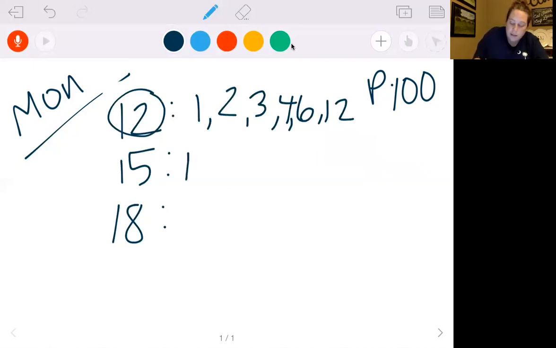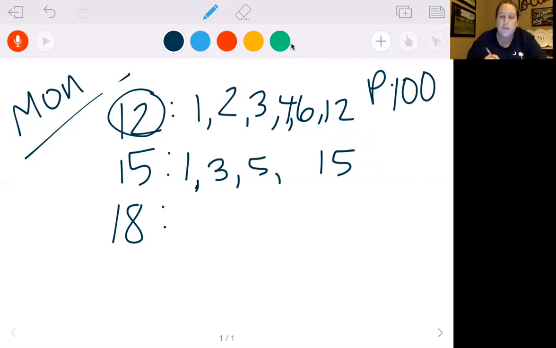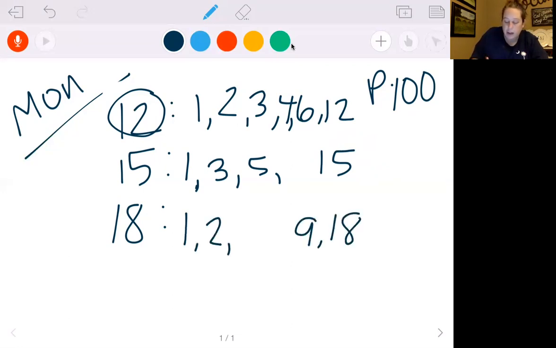15 is 1 times 15. I can't do 2 times anything. I can do 3 times 5. Can't do 6, 7, 8, 9, 10, 11, 12, 13, or 14. So my factors for 15 are 1, 3, 5, and 15. For 18, I can do 1 times 18. I can do 2 times 9. And I can do 3 times 6. Nothing with 4, nothing with 5. And then we already have 6, and then it goes up to 18.